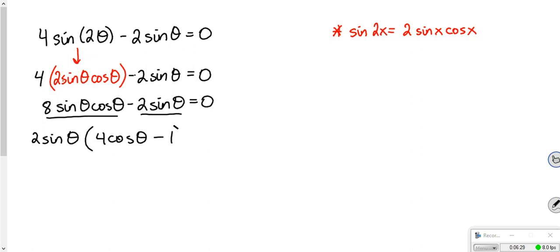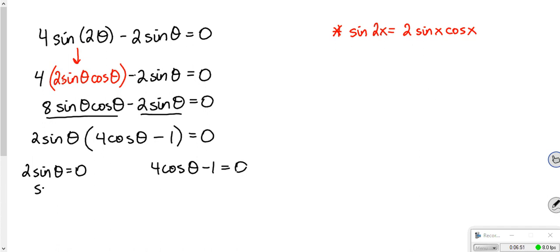minus 1 equals 0. Okay, so now again, I've got two things multiplied together to equal 0, so I have to set them each equal to 0. So this gives me 2 sine theta equals 0, and it gives me 4 cosine theta minus 1 equals 0. Got to solve each of those.